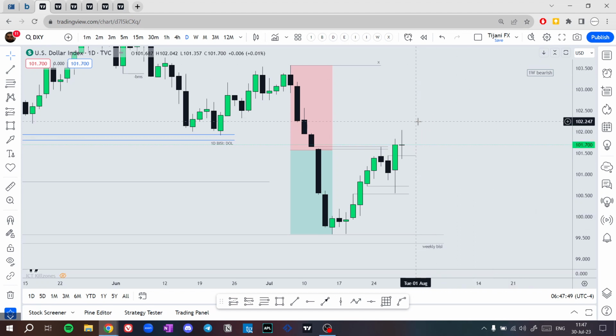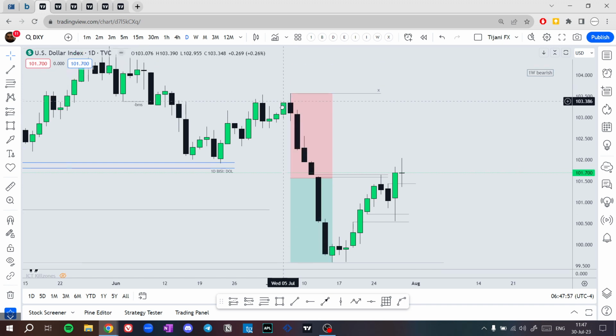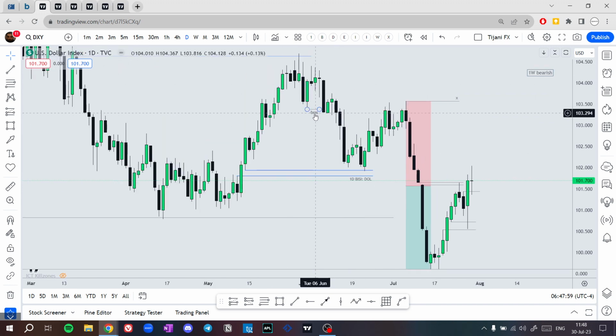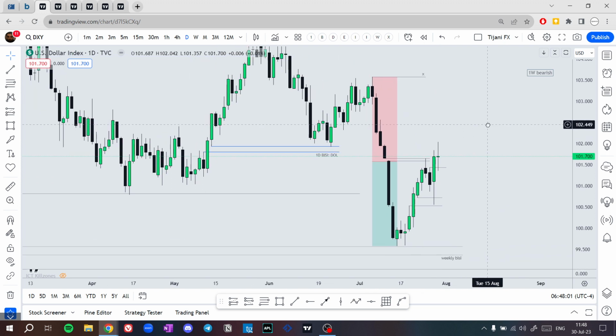Until then, I could just be expecting bullishness to these fair value gaps here. Then if price takes this high, as I said, we're gonna have a confirmation that we're gonna have an AMD pattern, an accumulation, manipulation, distribution, if price takes this high.